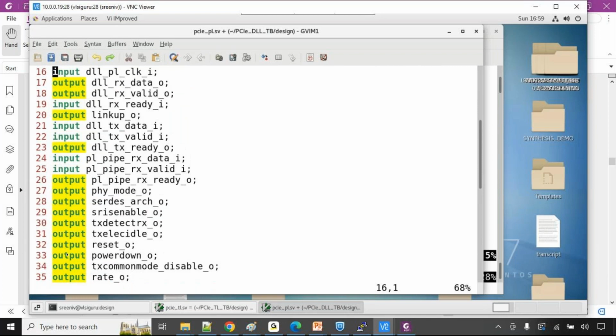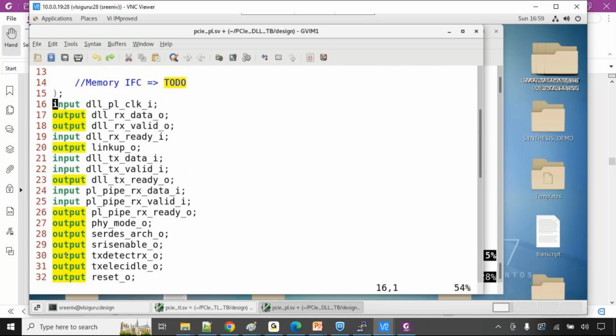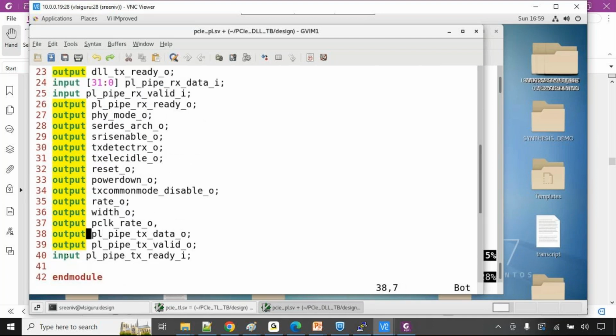So the next thing I'm going to do is I'm going to declare the dimensions, the vector sizes. So Rx data is 31 down to 0. This Tx data is also 31 down to 0. This is also 31 down to 0. Tx data, Rx data, PLL pipe Rx data. Similar to this, it's also 31 down to 0.